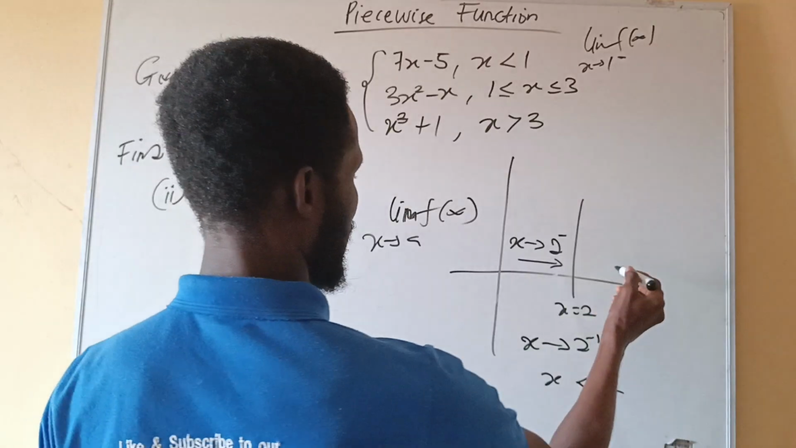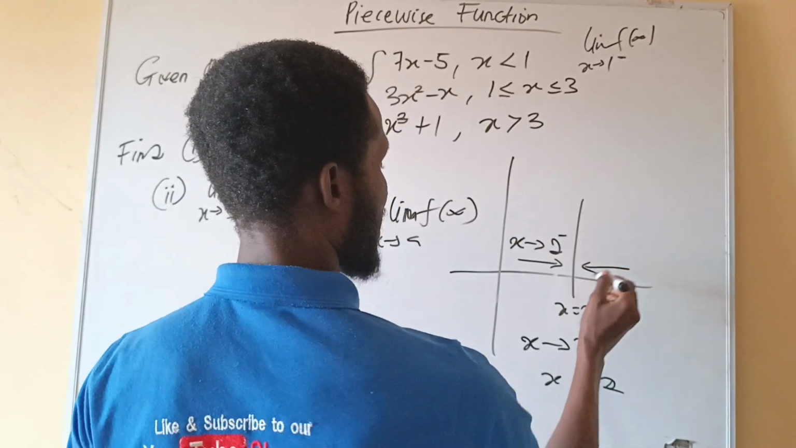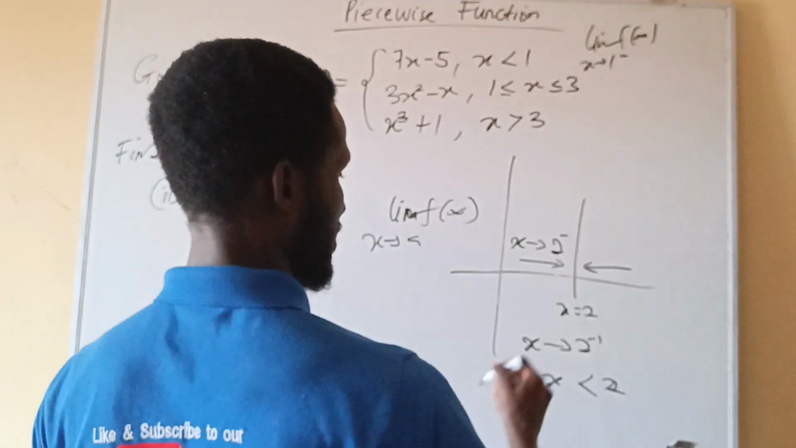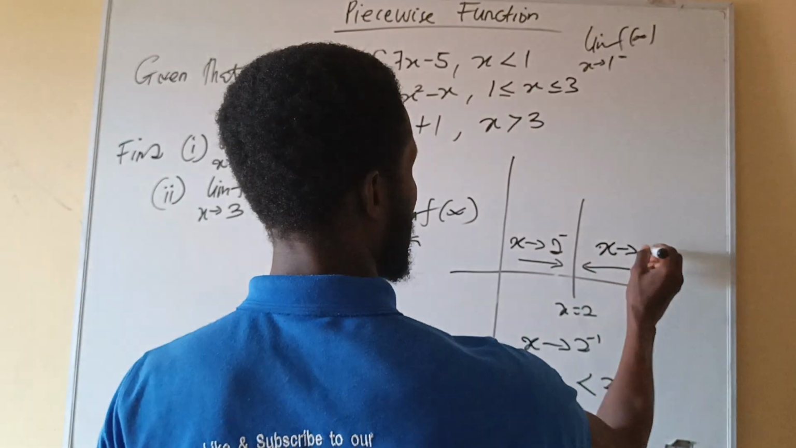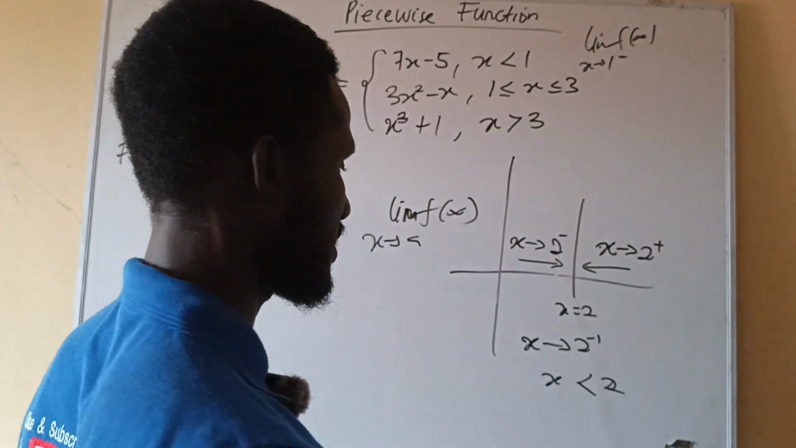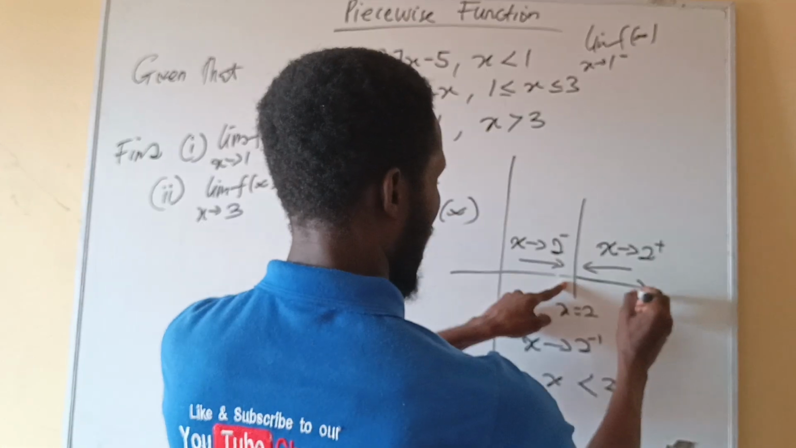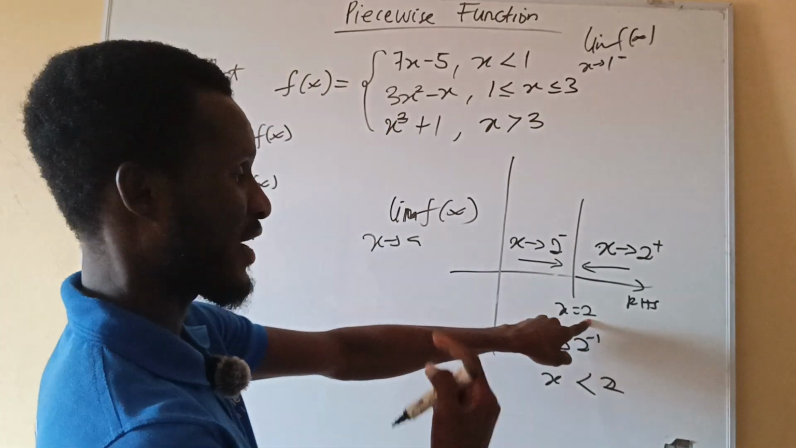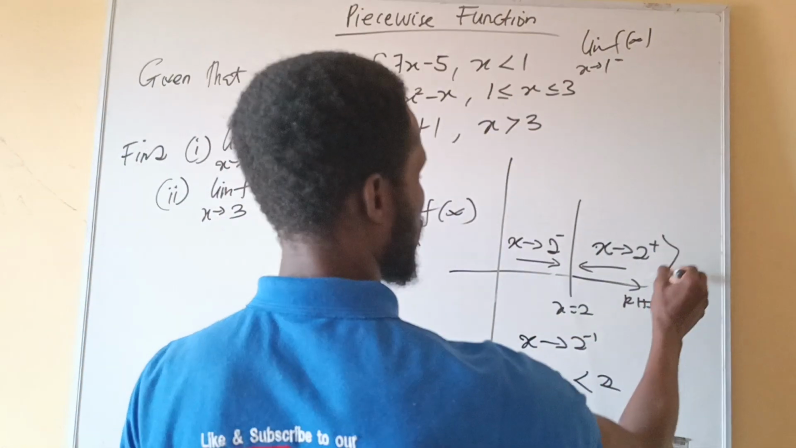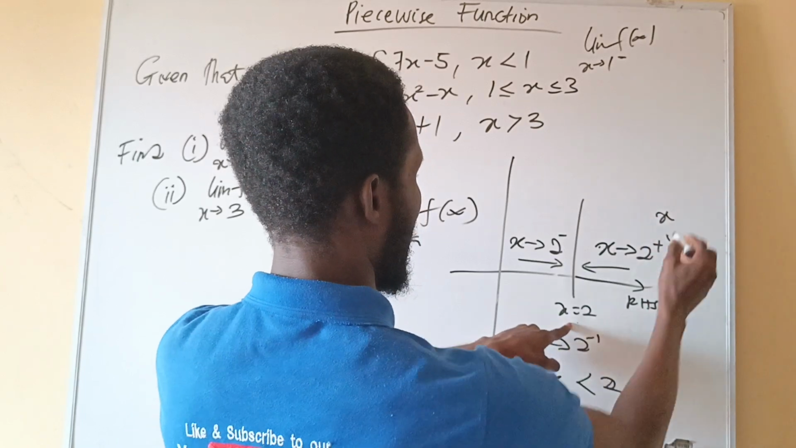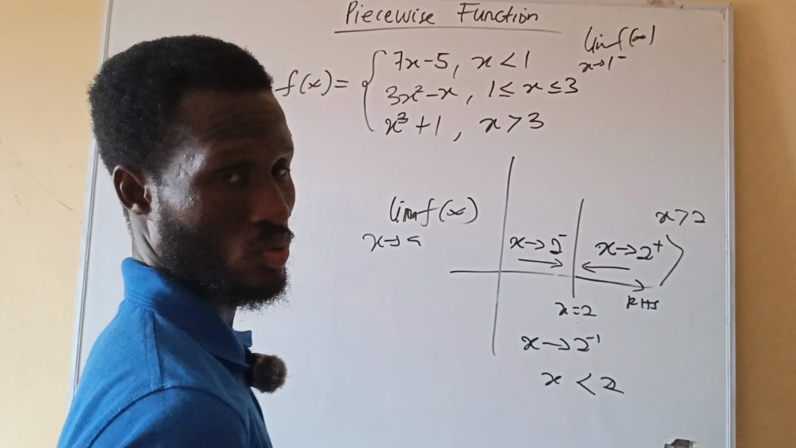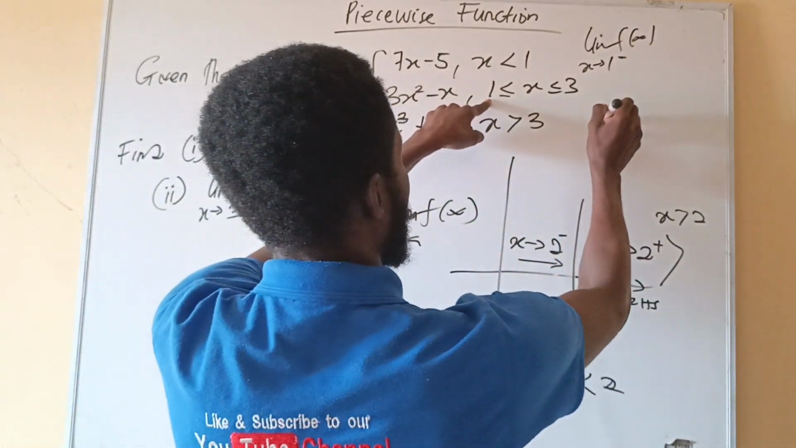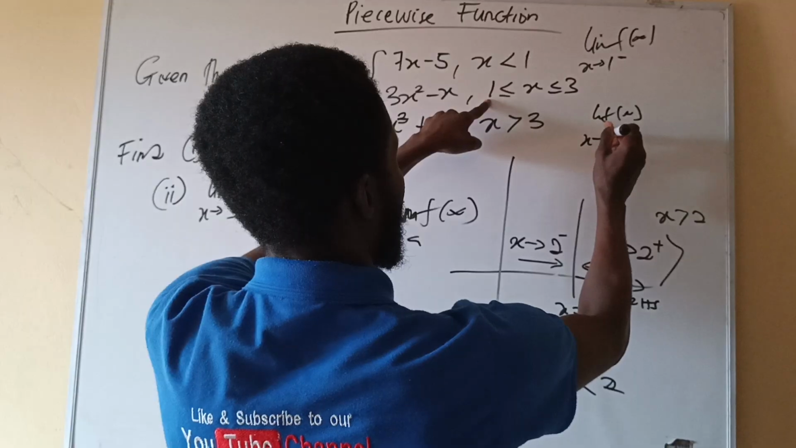Now, when it is approaching 2 from the right, this is how we write it. We write x approaching 2 from the right. The right means positive. And don't forget that on the right-hand side of 2, all the numbers here are greater than 2. So at this particular condition, all the numbers here are all greater than what? Greater than 2.